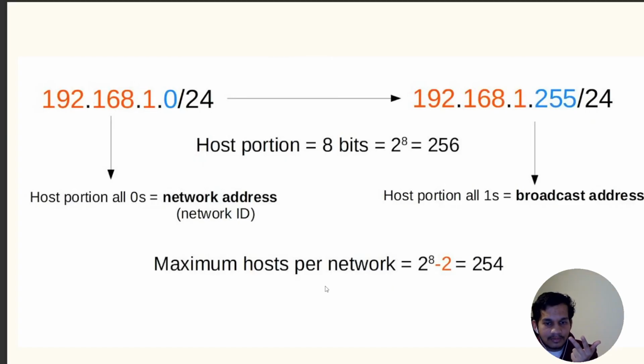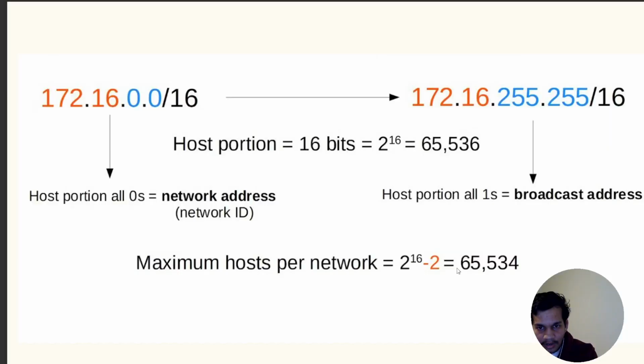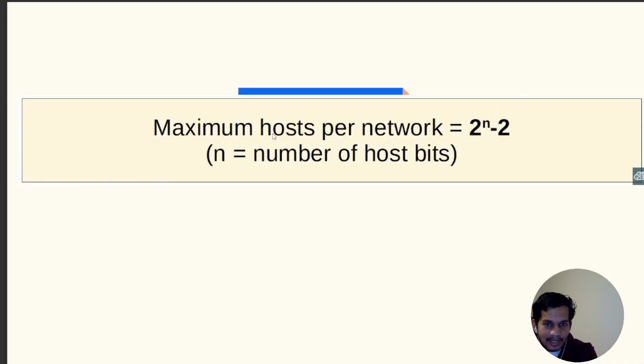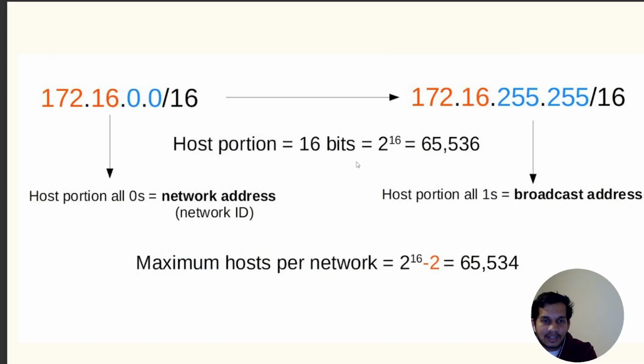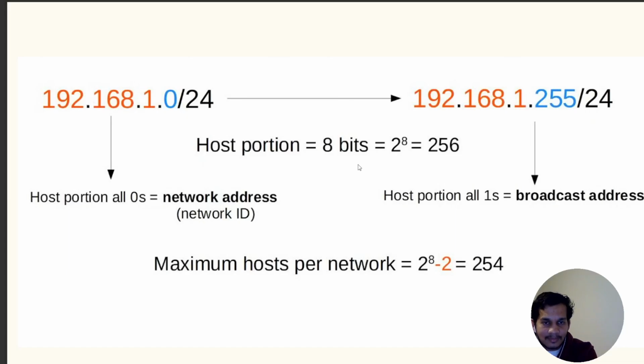So the maximum hosts in the network will be 2 raised to n minus 2. So the formula is: maximum hosts per network is equal to 2 raised to n minus 2, where n is the number of host bits. So let's take another example just to understand.